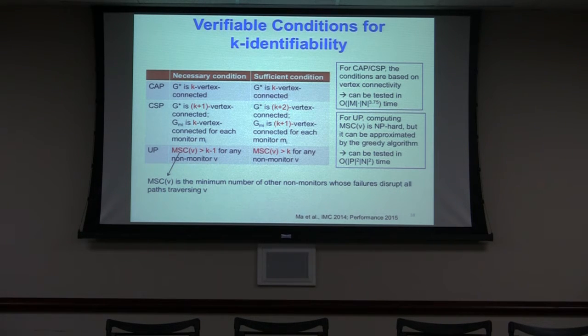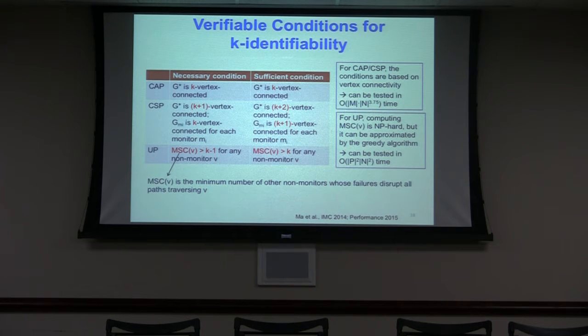For CSP, that is the one where I control the routing. CSP is the simple path case, but you control the routing. So again, you have a necessary condition and a sufficient condition, but not the same. They're slightly different, and slightly more onerous than what you have in the CAP case. You need K plus 1 and K plus 2 vertex connectivity. So you're expecting more from the network.